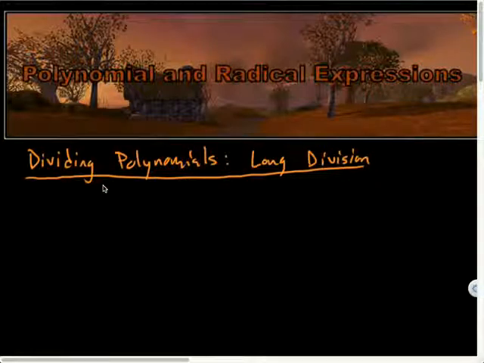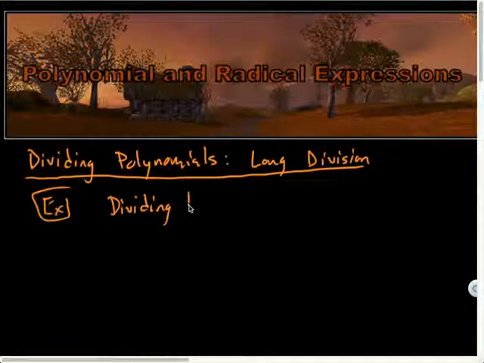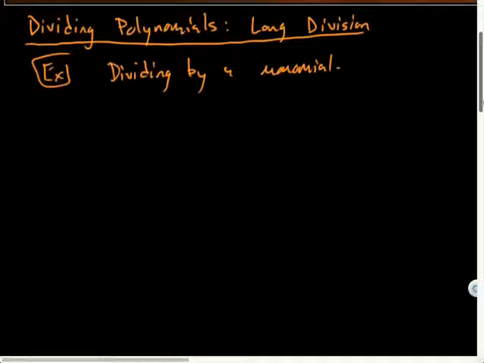You already know how to add, subtract, and multiply them. Why not learn one more skill? The first type of example I'm going to talk about is specifically dividing by a monomial, which is easier than the alternatives. But let's just jump right into it.